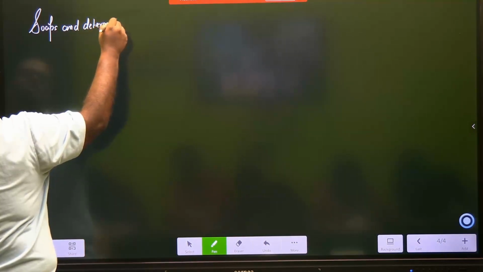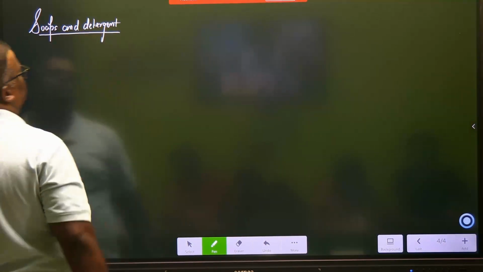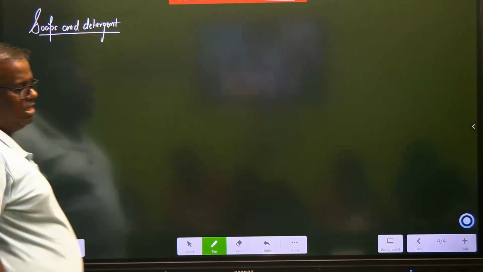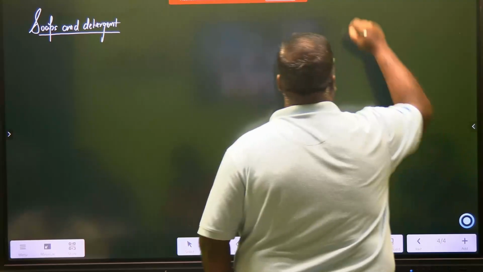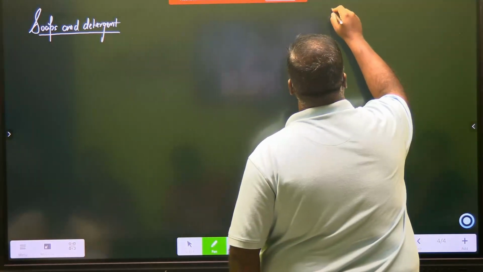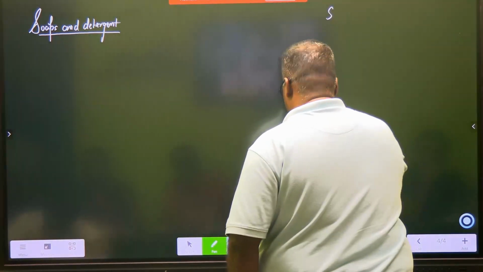Detergent. Soaps and detergent. The basics. First, understand the basics. Children, because of your generation, the earth is suffering from two things, which is known as what?